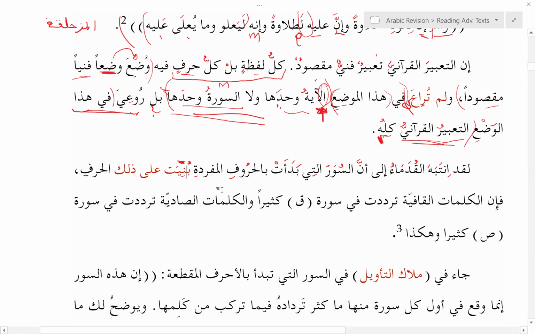Intabaha. Okay. Qaddama'u is fa'il. Ila, so ila is harf jar. Anna mushabba bil fi'l. As-suwara is ismu anna. Allati is ism mawsul. So bada'at bil hurufil mufradati is silatul mawsul. Yes. So this whole will be majrur, silatul mawsul, and this whole will be marfu', like for khabru anna.